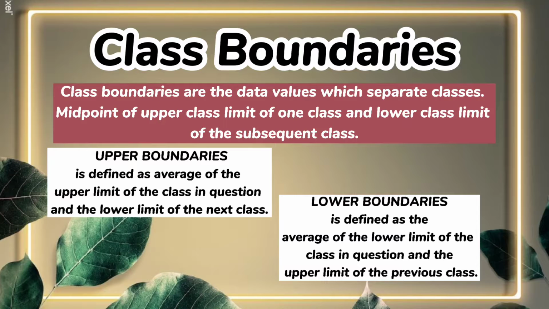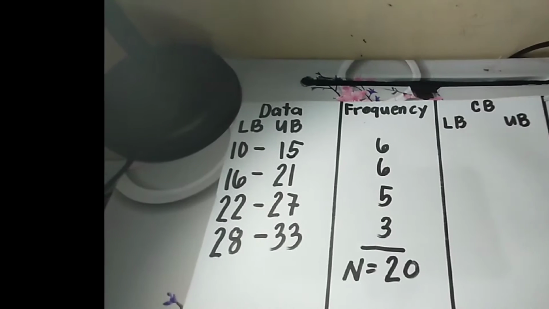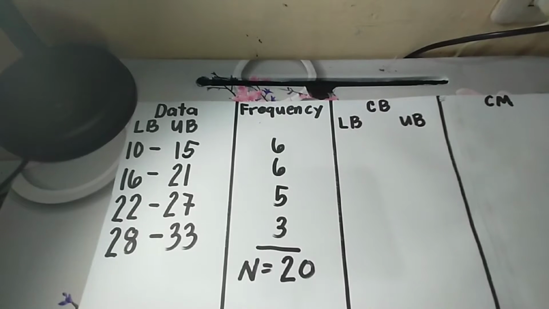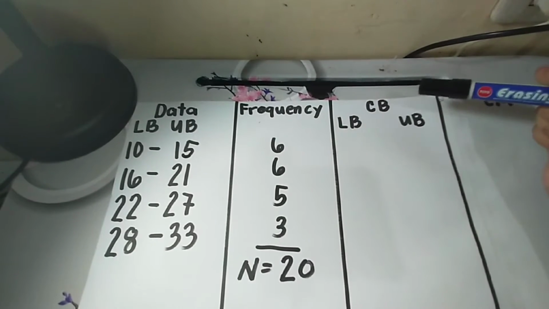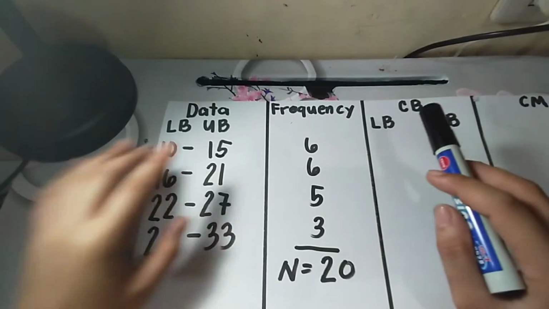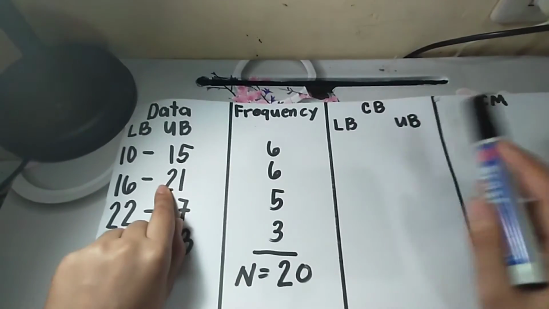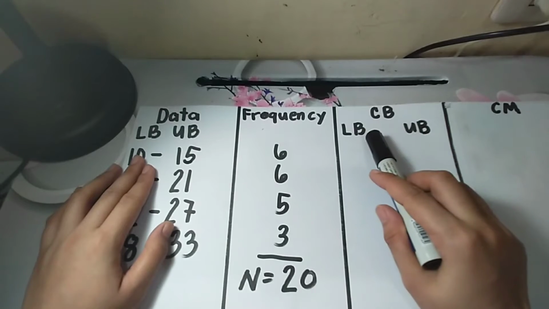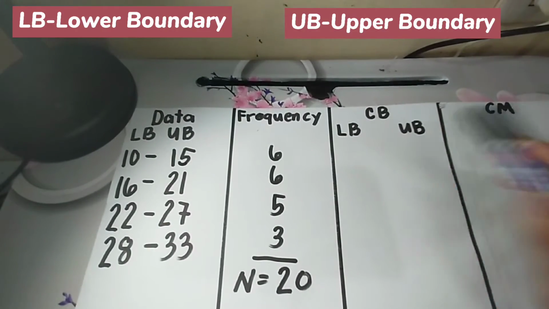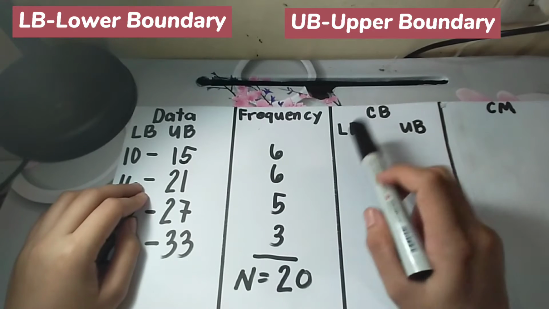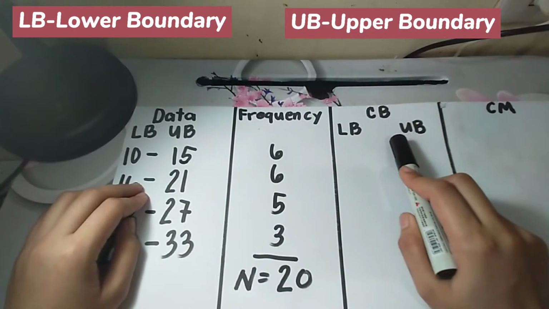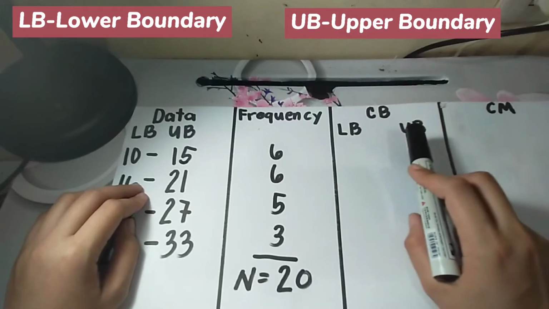Okay, so we can have a deeper understanding of how we get the class boundaries in our data. Let me show you how we get the class boundaries using upper and lower boundary. So for today, I am going to show you how we get the CB or the class boundary. We already have the data and frequency, and we should find the CB. LB stands for lower boundary and UB stands for the upper boundary.